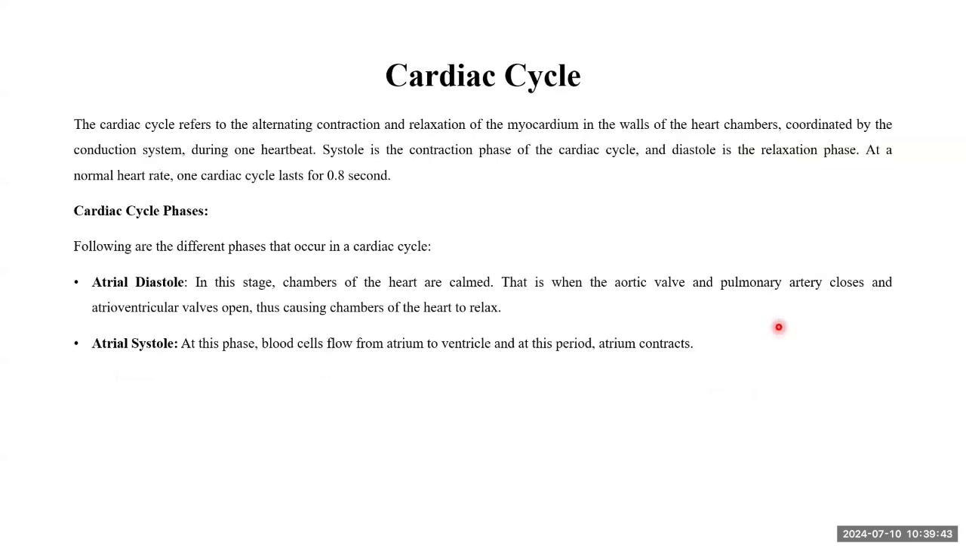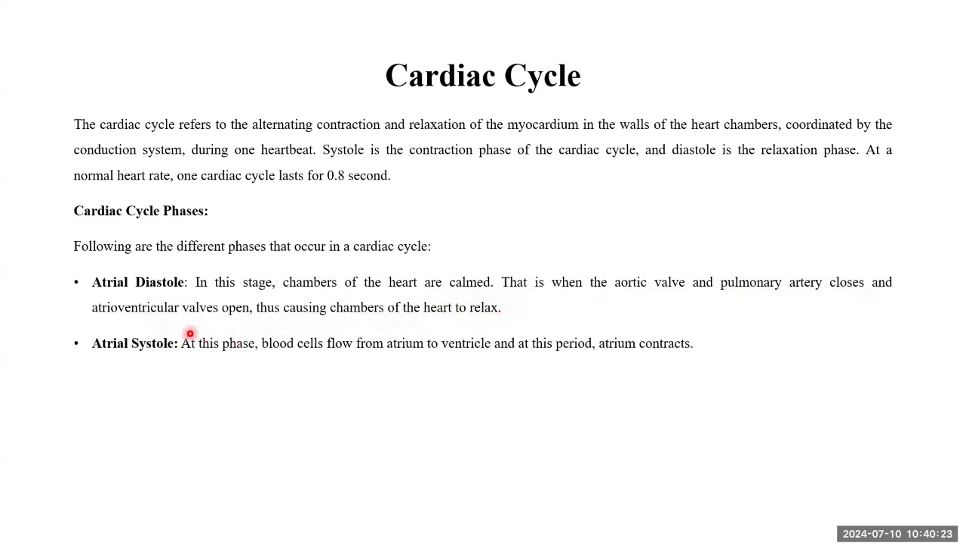Then there is the cardiac cycle. The cardiac cycle is basically two phases: one phase is when the heart contracts, the other phase is when the heart relaxes. Let's talk about atrial diastole first, which means the relaxation phase of the heart. In this stage, the chambers of the heart are relaxed, that is when the aortic valve and pulmonary valve close and the atrioventricular valves open, thus causing the chambers of the heart to relax. Let me make it simple for you guys.